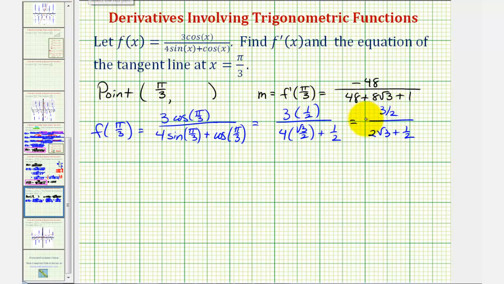Let's go ahead and multiply the numerator and denominator by 2 to clear the fractions. So f of pi divided by 3 is equal to 3 divided by, we'd have 4 square root 3 plus 1. So again, this would be the y-coordinate of the point of tangency.